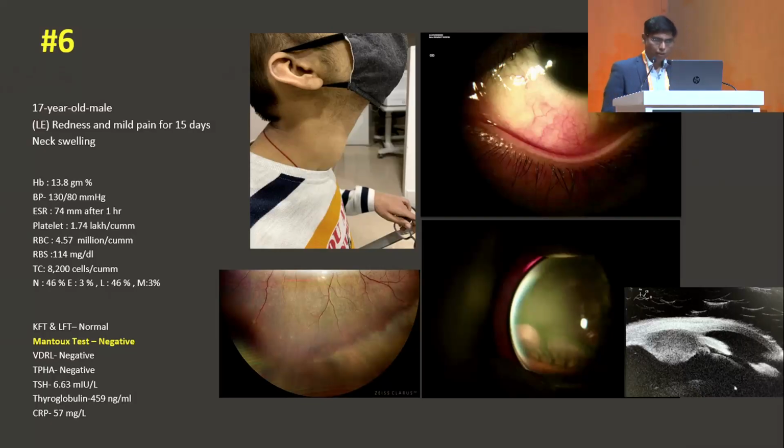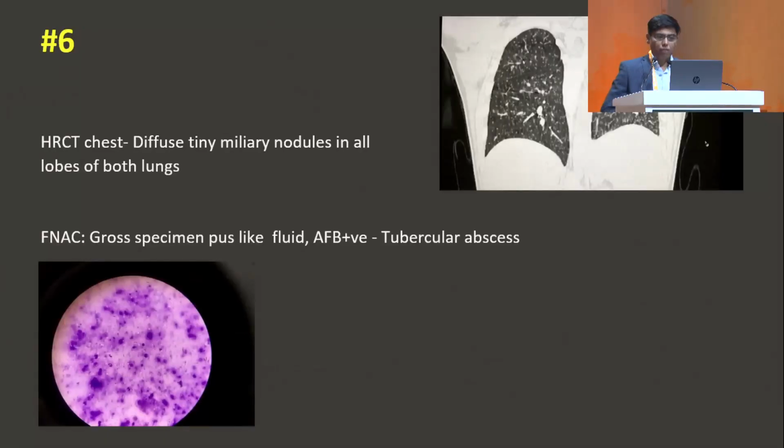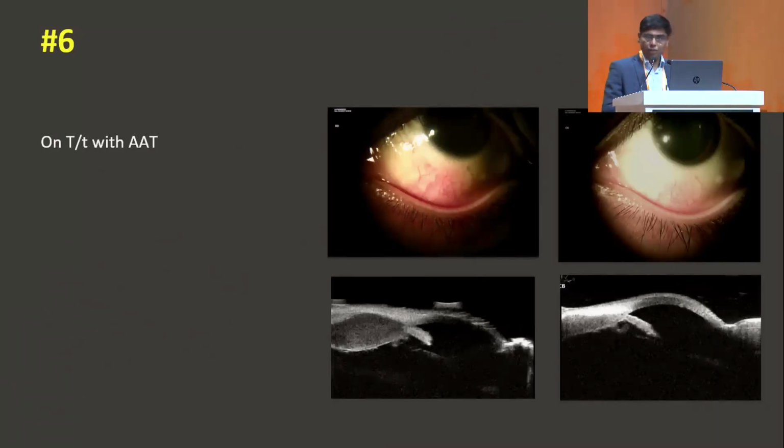Now, in this patient, we did a routine investigation for uveitis. The MAN2 was negative, but when we did HRCT, what we found was the presence of miliary tuberculosis, and when we did FNAC from the thyroid mass, we could demonstrate acid fast bacilli. We treated this patient with ATT, and this was the response.